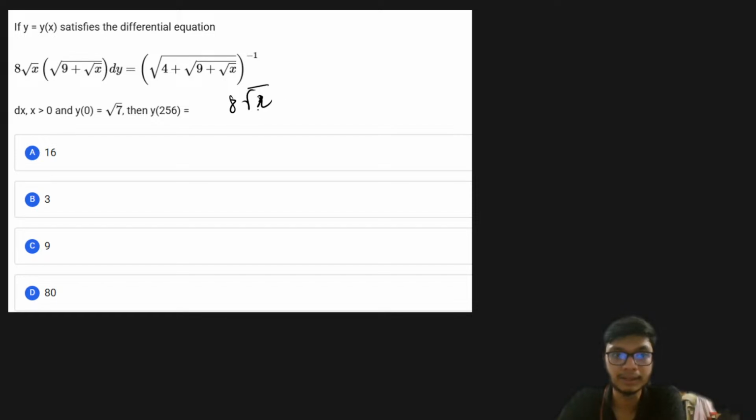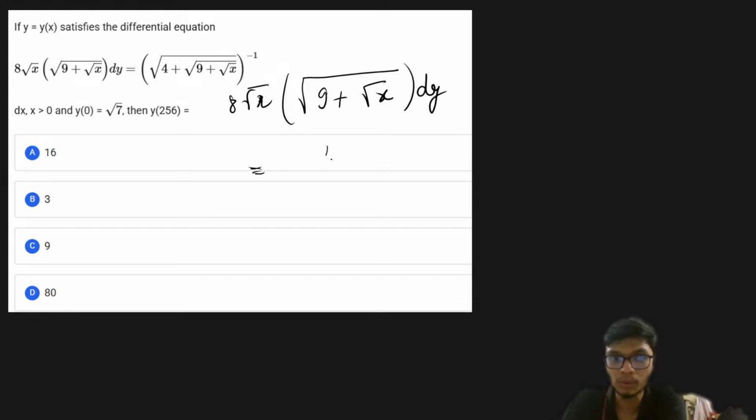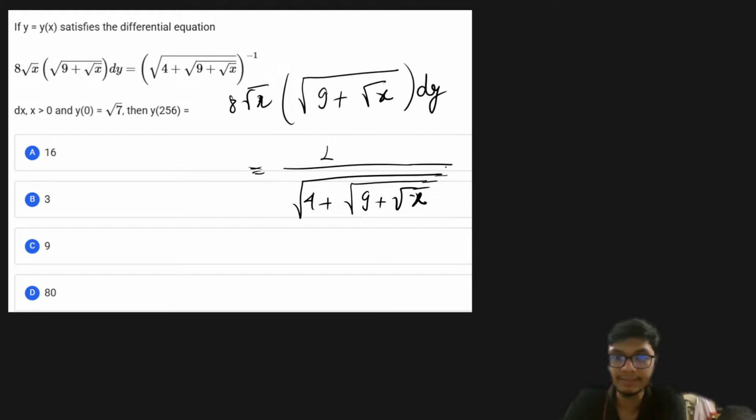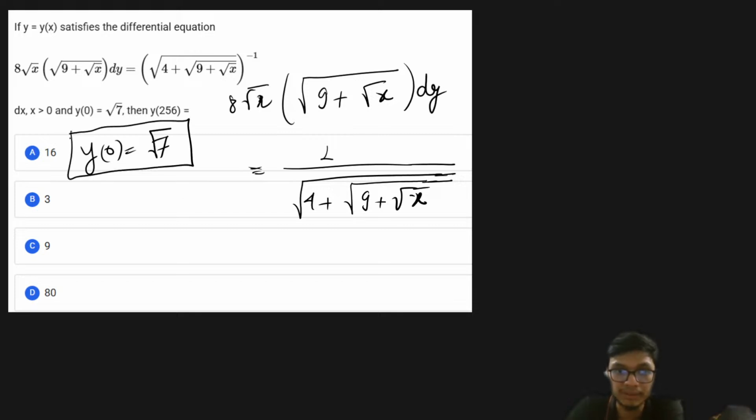If we look over here, 8 times root x multiplied with root of 9 plus root x dy is given equal to 1 upon square root of 4 plus square root of 9 plus square root of x, right? Now looking at the problem, it is also given the following condition, that y of 0 is root under 7, right? So once we have this information, let us see how we approach the solution.